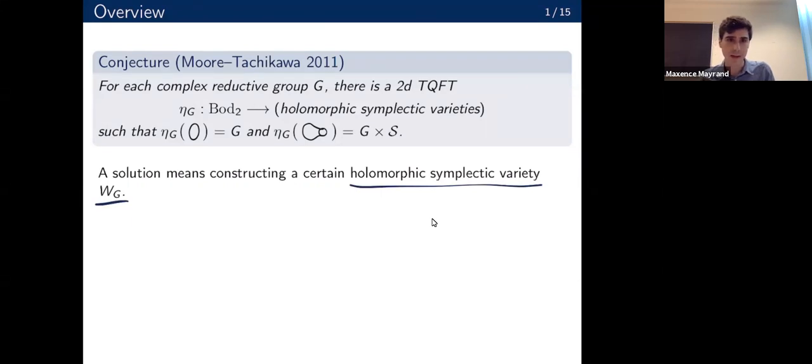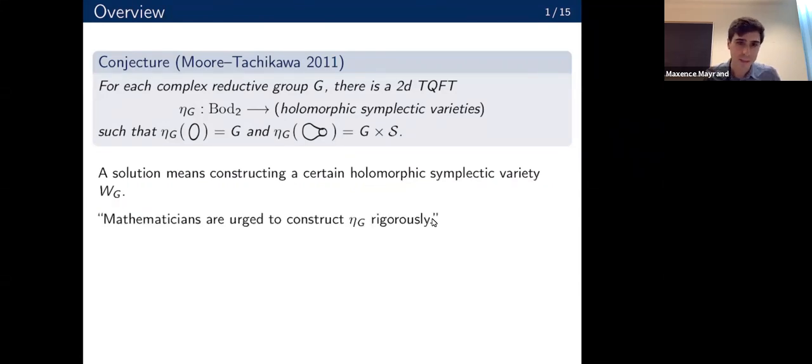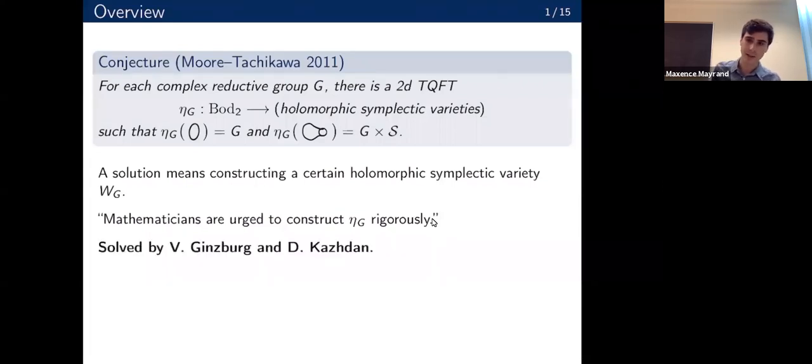They had a physical argument for why such a TQFT should exist, by taking the Higgs branch of some supersymmetric quantum field theory, but they couldn't construct it rigorously for all groups, and so they asked the mathematical community to work on that problem. In fact, they say in the abstract, mathematicians are urged to construct W_G rigorously. And a few years later, it was solved by Ginzburg and Kazhdan in a very interesting way.